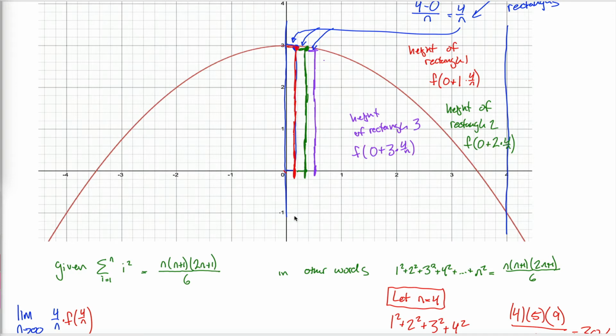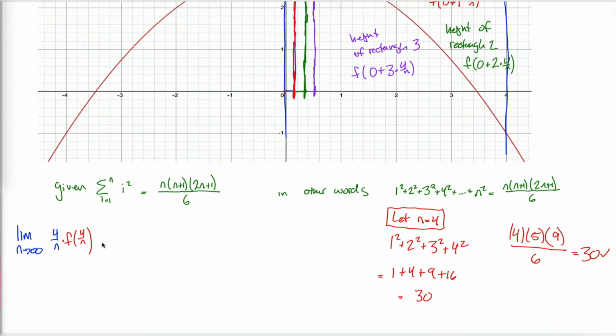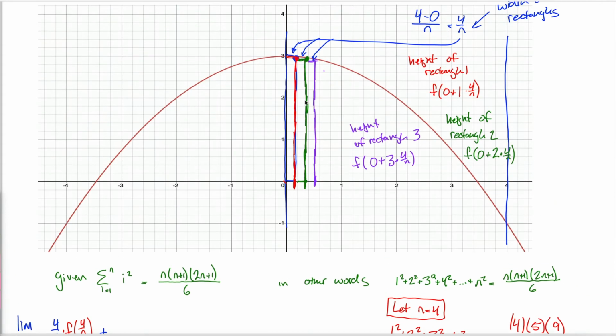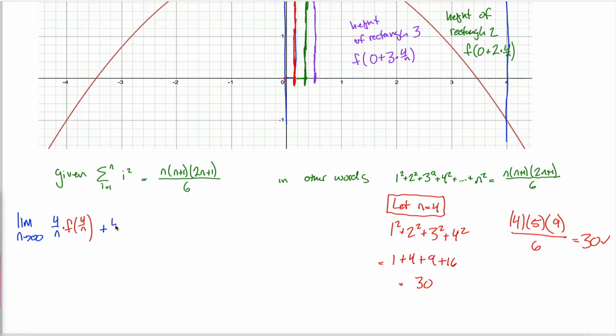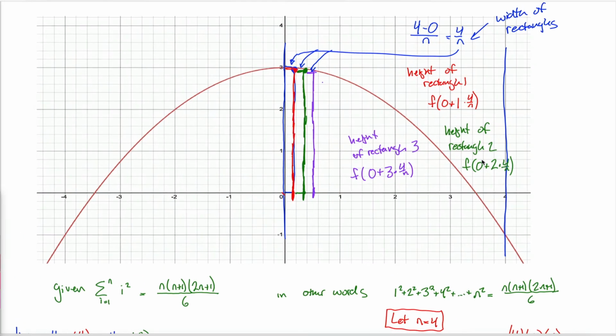I now want to add in the area of this second rectangle, the one that's pictured in green. To do that, I need to figure out the area of this green rectangle. It's the width of the rectangle times the height of the rectangle. The width of the rectangle is still 4 over n. The height of the rectangle is f of 8 over n. Wait, where'd that 8 over n come from? It's 2 times 4 over n. Why 2 times 4 over n? Because I have to walk to the right twice, and the amount I'm walking to the right by is the width of the rectangle, which is 4 over n.